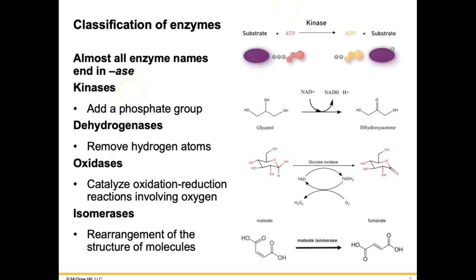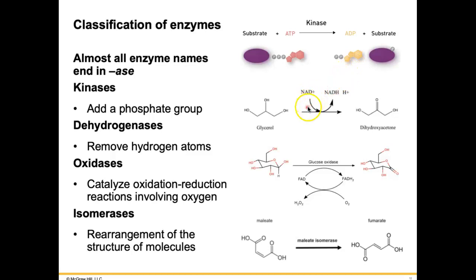First, we have our kinases. And this is when we are going to add a phosphate group. So you can see here we have a substrate and we're combining it with ATP. We know ATP is going to be able to break off its phosphate bonds. And so it does. It gives one phosphate to the substrate while itself turns into ADP.